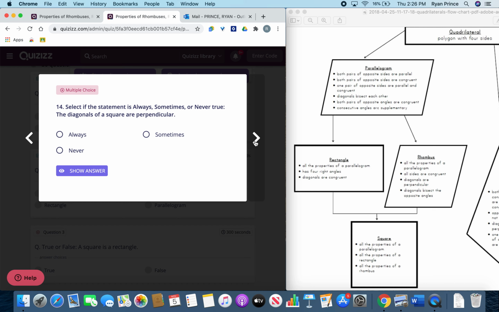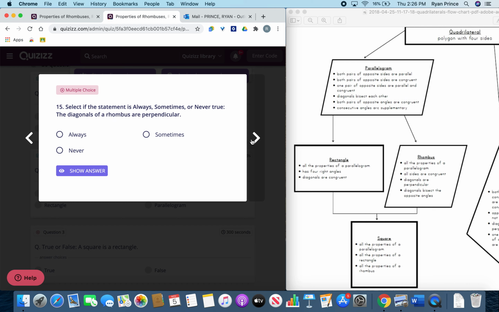Select if the statement is always, sometimes, or never true. The diagonals of a square are perpendicular. So if I look on a square, okay, doesn't say that the diagonals are perpendicular, but if I look up here in rhombus, diagonals are perpendicular. So I got to make sure that I look everywhere. I have to look all the way up through here. If I'm talking about a square, I have to make sure that nothing in this box makes that true, or this box, or that box. Okay, you have to make sure and check them all. So a square is always a type of rhombus. The diagonals are perpendicular in a rhombus, so always true.